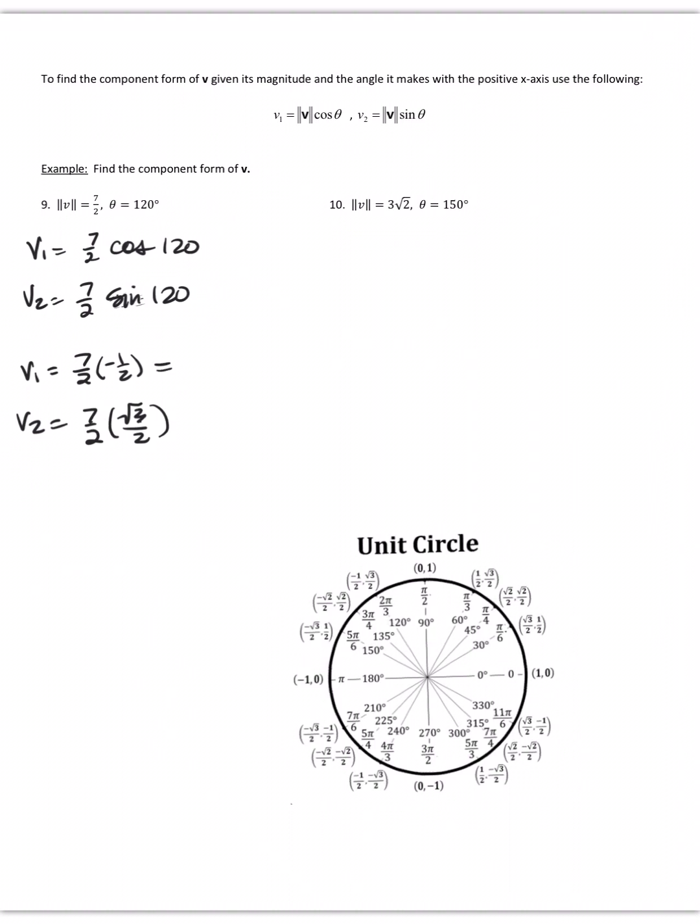Okay, so what does that give me? Well, remember when you multiply fractions, top times top, bottom times bottom, this gives me 7 square roots of 3 over 4. There we go. So v, my component form, would be negative 7/4 and 7 square roots of 3 over 4. And there's my answer.